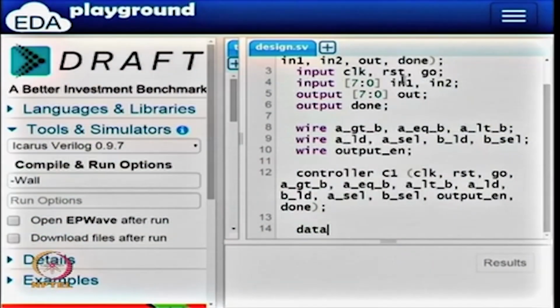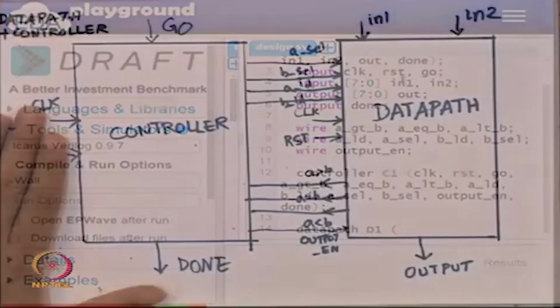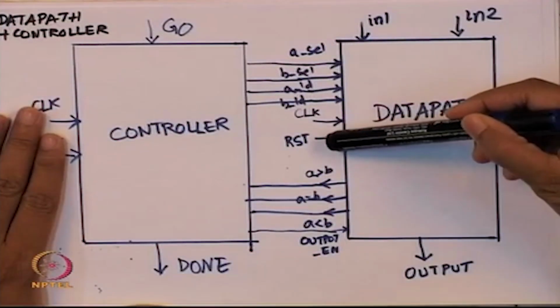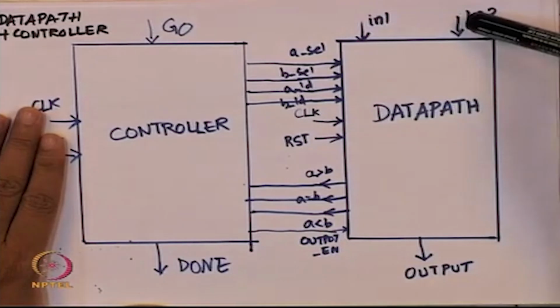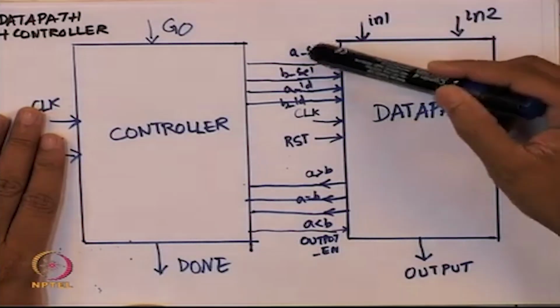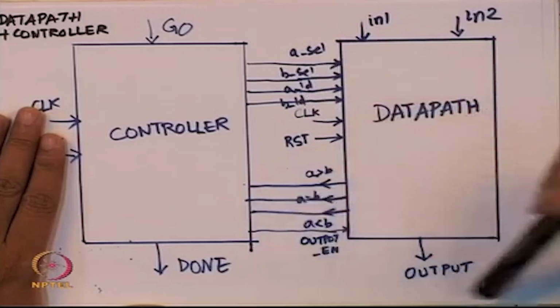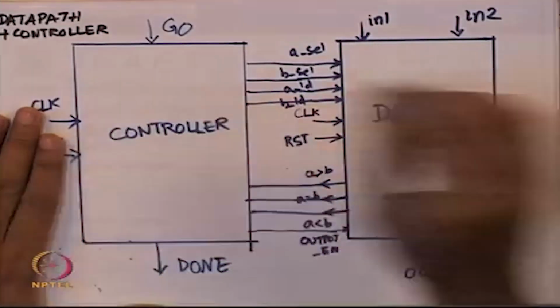So I am going to see what the data path is supposed to have. I am going to call my data path D1. Let us again look at the picture here. What are all the different things? Implicitly there is a clock and reset that is supposed to come in. There are 2 inputs, in1 and in2, and it is supposed to take all these as inputs, give all these as outputs and whatnot, right. So I am going to put all of those out.